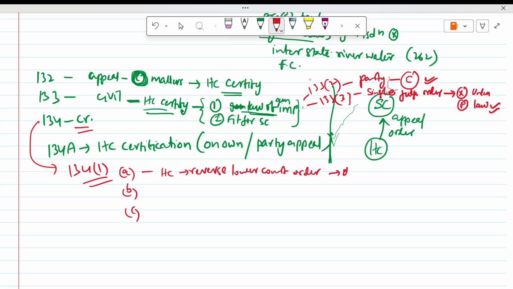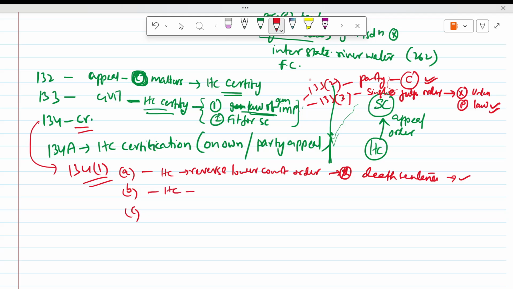And sentenced him to death. Okay, it is a death sentence. It is given a death sentence. Then yes, you can go to appeal to the Supreme Court.